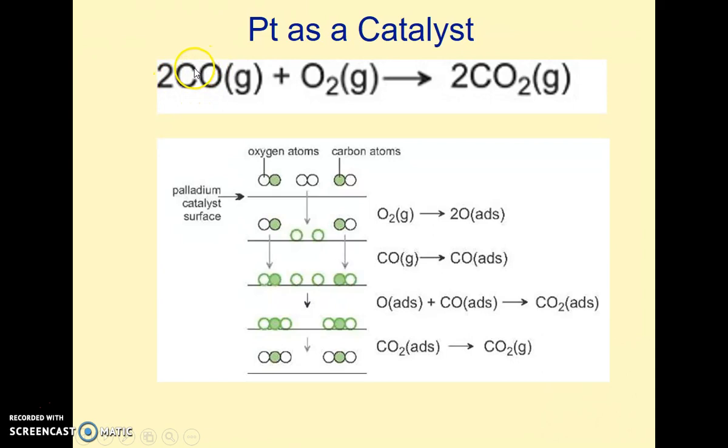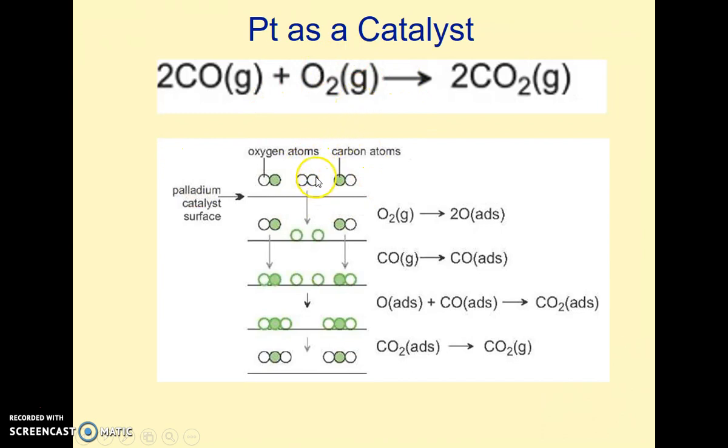So cars have catalytic converters that help the carbon monoxide react with oxygen, okay, to produce a less poisonous gas, which is carbon dioxide. Okay, now, in cars, they either have a platinum or palladium catalyst. Okay, let's take a look at how the catalyst helps this reaction.